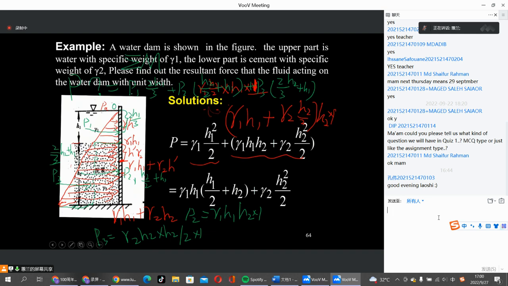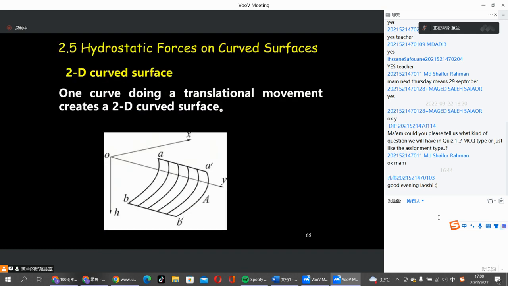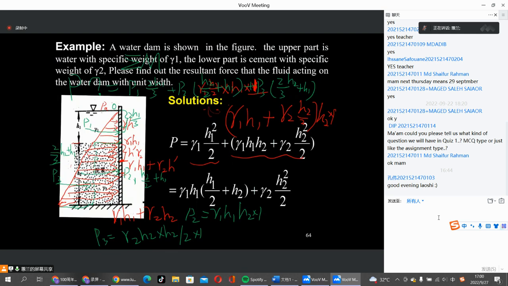Okay, so please try to figure out how to find the center of pressure, how to find the acting point of the resultant force of the total pressure force. You need to use the moment equation. Okay, this is what we learned last week, last Thursday.